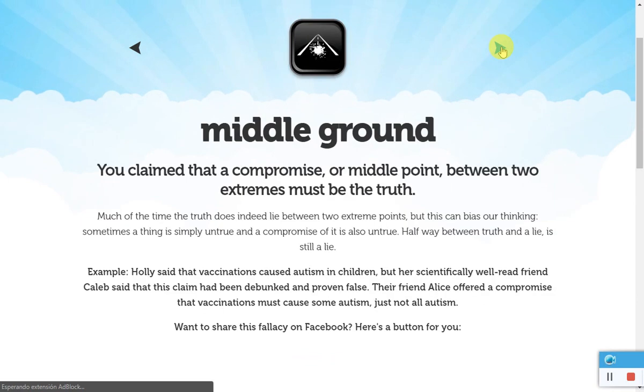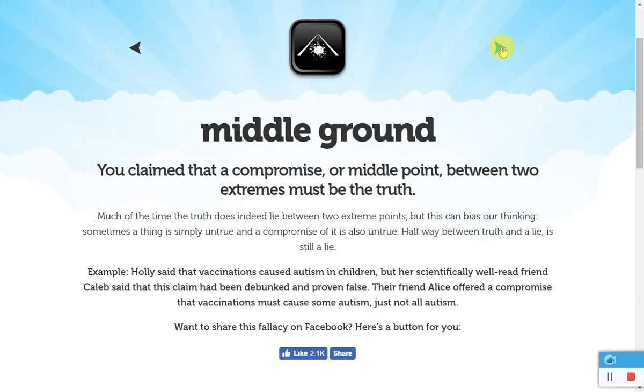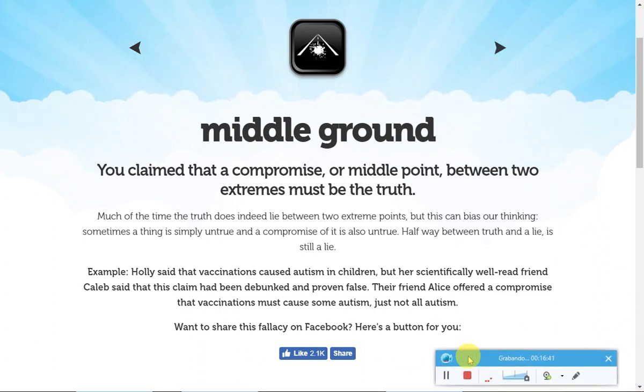24. Middle ground. You claimed that a compromise, or middle point, between 2 extremes must be the truth. Much of the time the truth does indeed lie between 2 extreme points, but this can bias our thinking. Sometimes a thing is simply untrue and a compromise of it is also untrue. Halfway between truth and a lie is still a lie. Example: Holly said that vaccinations caused autism in children, but her scientifically well-read friend Caleb said that this claim had been debunked and proven false. Their friend Alice offered a compromise that vaccinations must cause some autism, just not all autism.